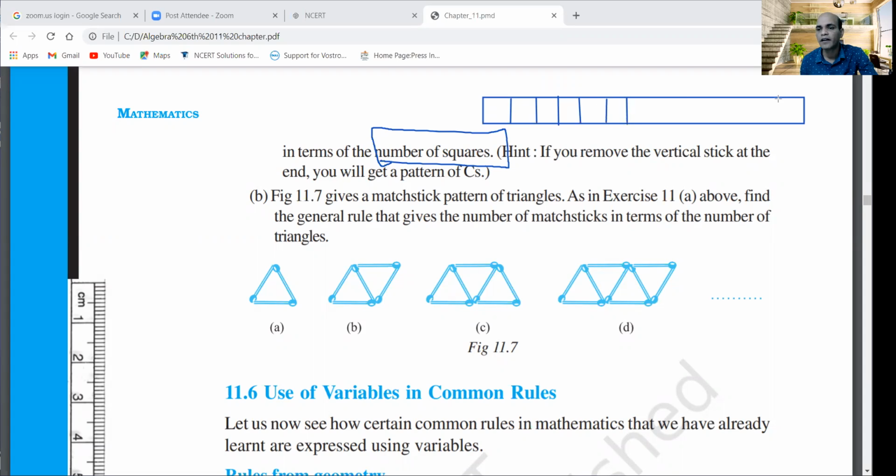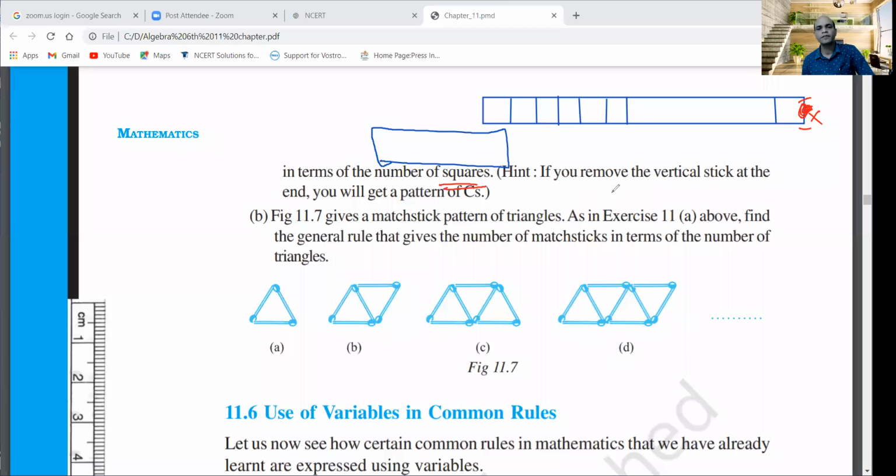Okay. अगर हम क्या करेंगे? लास्ट का जो हटा देंगे इसको. If we just drop it out, अगर हम इसको हटा देंगे तो क्या होगा? Now you will get a pattern of C's. ठीक है नहीं? At the end इसको हम हटा देंगे तो हमें क्या मिलेगा? ये C के जैसा पैटर्न मिल जाएगा. Now can you find a rule for this one?